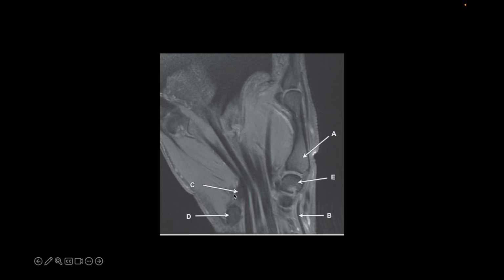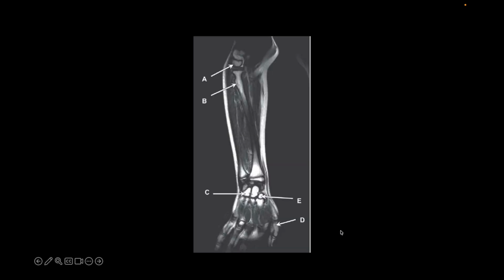On the ulnar side, you've got your hook of the hamate, then you've got your trapezium here, and then you've got your first metacarpal bone. B would be the radial artery. Again, it's got a flow void through it, i.e. it's dark. Don't mix it up for a tendon, but just think about the anatomy. This is where you do your radial artery sampling in patients.